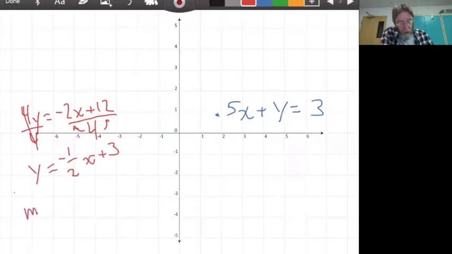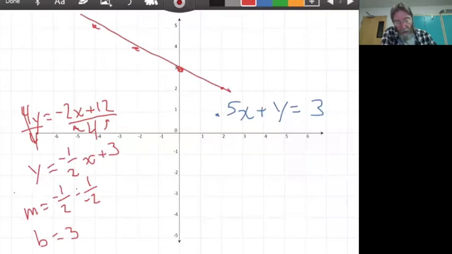We know that our slope is -1/2, and we can write it like this or like this. And our y-intercept is 3. So we can graph that. Let's see here. There's our 3. If I go up 1, left 2, up 1, left 2, I'm going to stop right there because I don't want to mess up my work here. But you can see roughly what that line would look like.